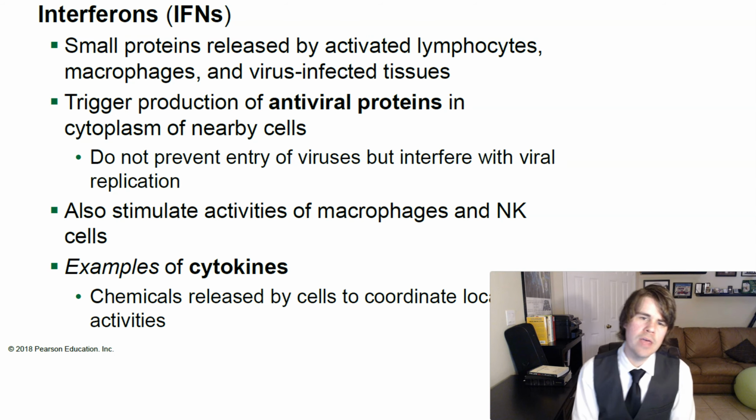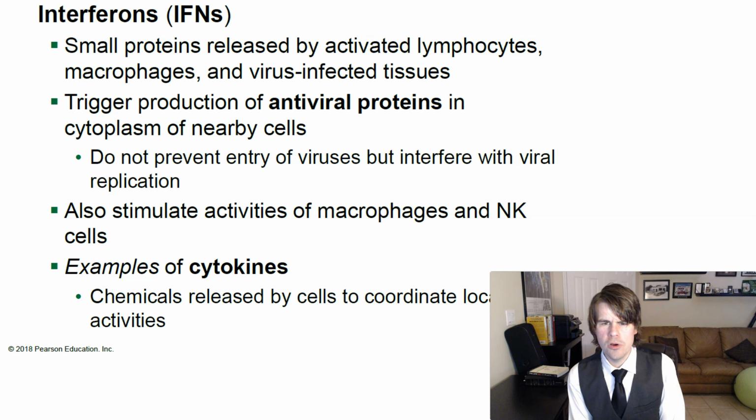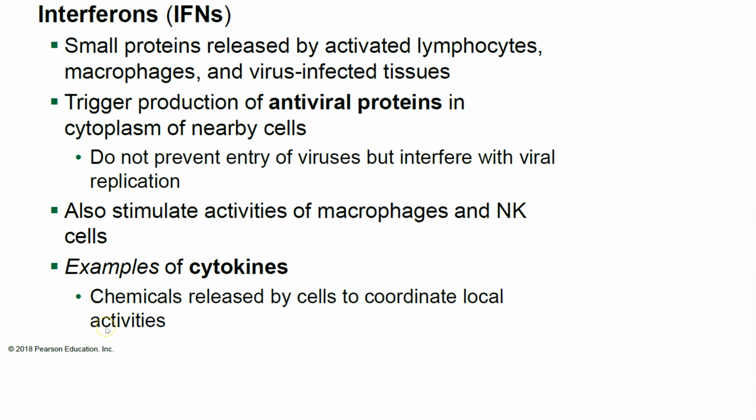Okay, moving on, we have interferons. Small proteins, what are they? Small proteins released by activated lymphocytes. We talked about lymphocytes, T cells, B cells, macrophages, and virus-infected tissues. They trigger production of antiviral proteins in the cytoplasm of nearby cells. They also stimulate activities of macrophages and natural killer cells. So you can see how important these proteins would be if we're dealing with a viral infection. Examples of cytokines. So chemicals, what are cytokines? Cytokines also help with our nonspecific immunity, chemicals released by cells to coordinate local activities.